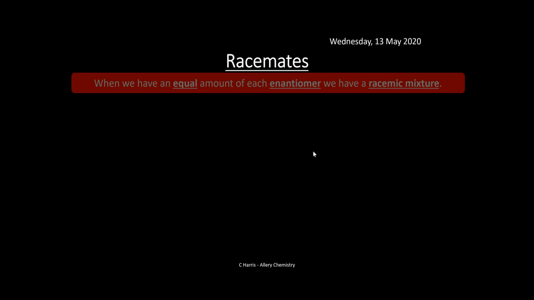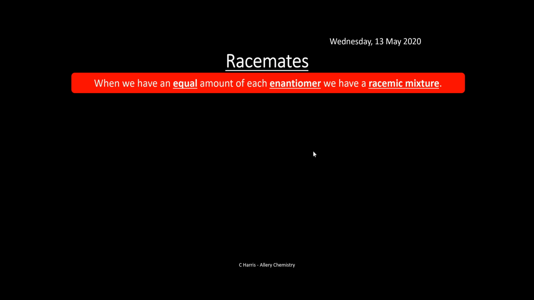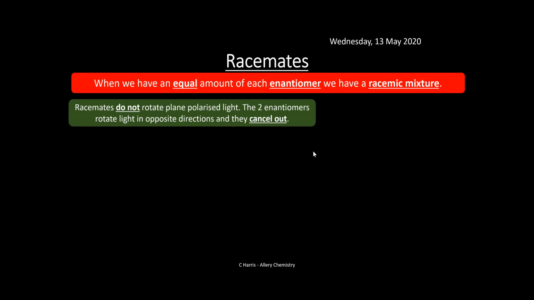Okay, so now we're going to look at racemates. Racemates is where we have two enantiomers, but an equal amount of each enantiomer. So we have one enantiomer, which is enantiomer A, and enantiomer B. We have a 50-50 mix. So they do not rotate plane polarized light, and the reason why, and this might make sense, is because the enantiomers cancel each other out.